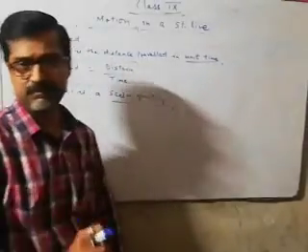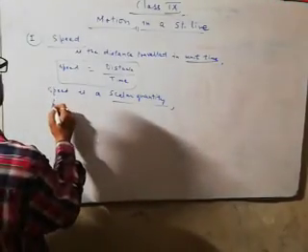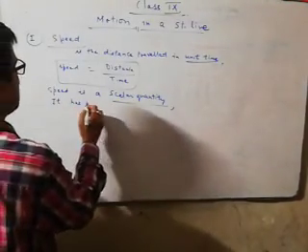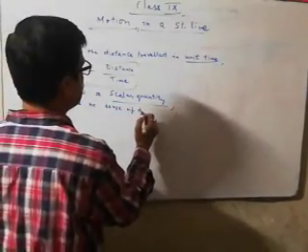Speed is a scalar quantity. That means it has no sense of direction. Speed has got no sense of direction.